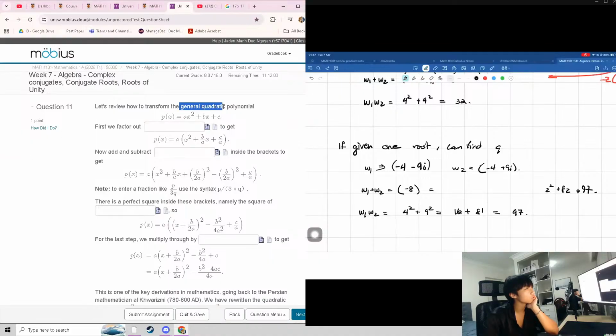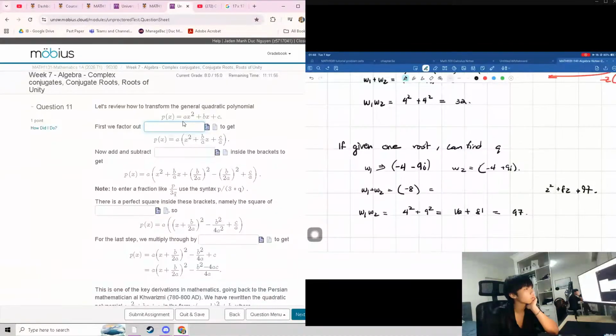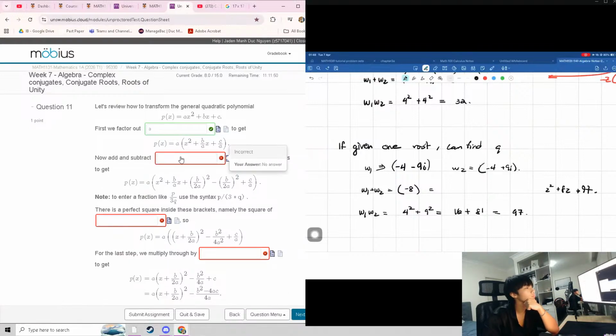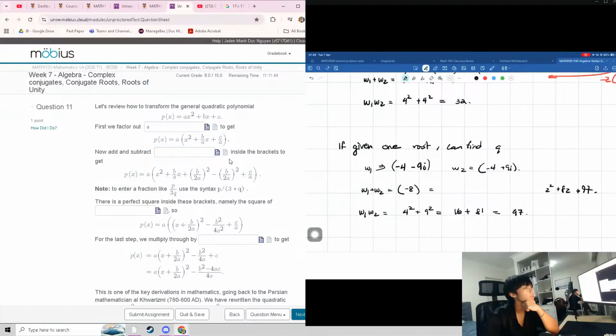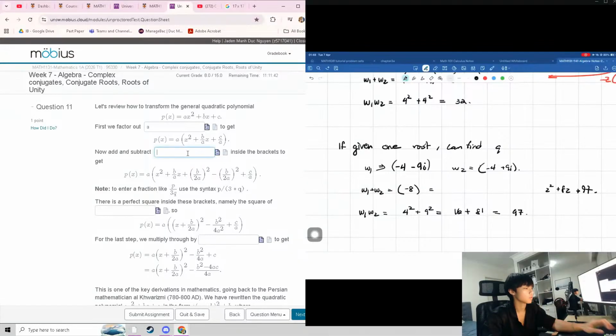Transform the general quadratic equation. First, we factor out a. Now add and subtract this, b over 2a, squared.